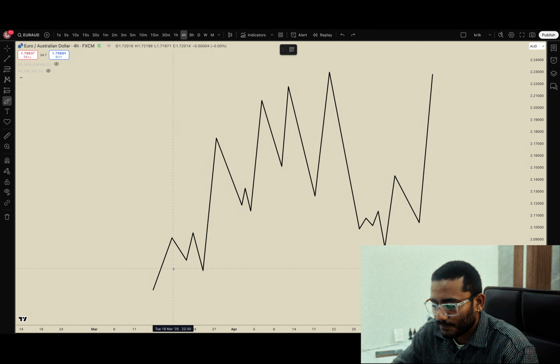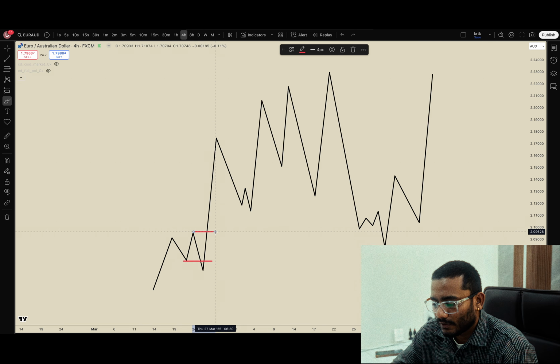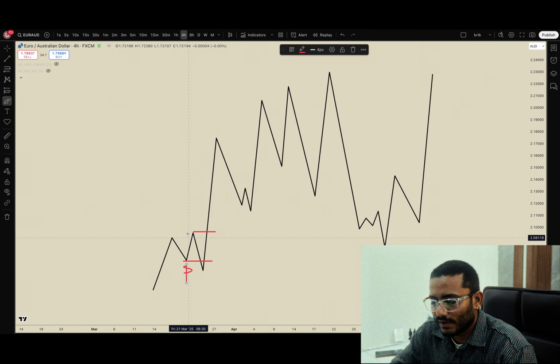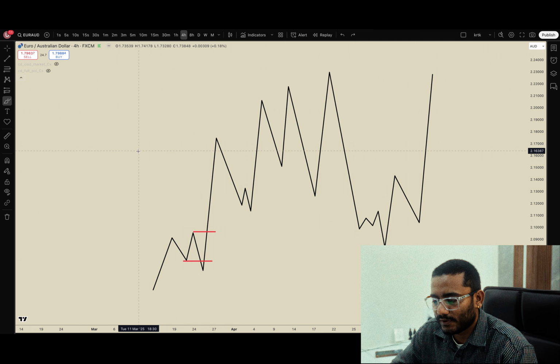So here we can see price swept the liquidity from this low and broke the structure to the upside. Now we know that price was going to the downside and it swept the liquidity. So there is no liquidity below this low. Liquidity is above this high. Okay, so that's why price swept the liquidity, it broke the structure to the opposite side.